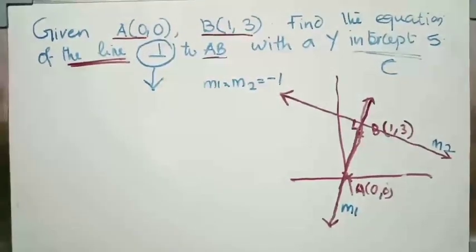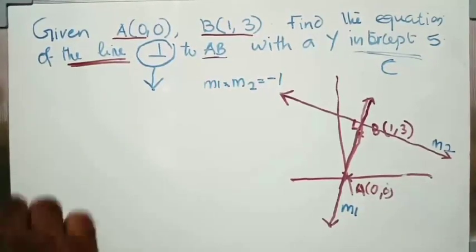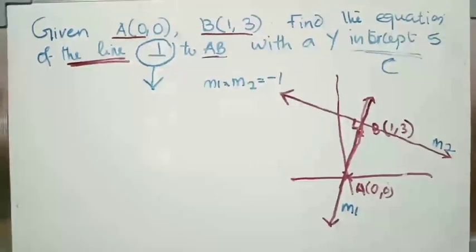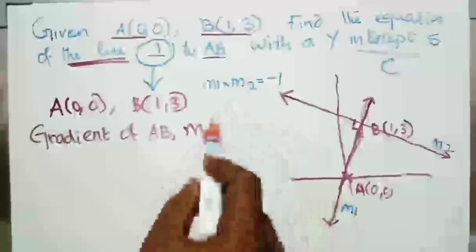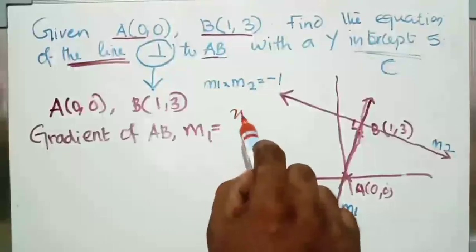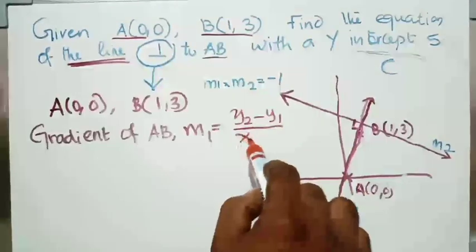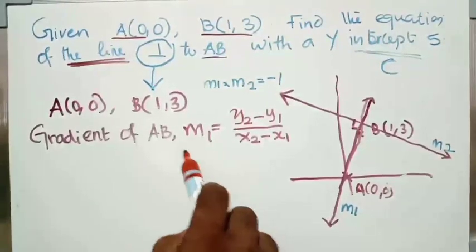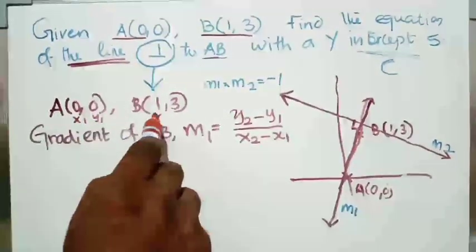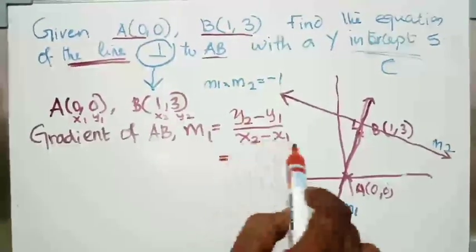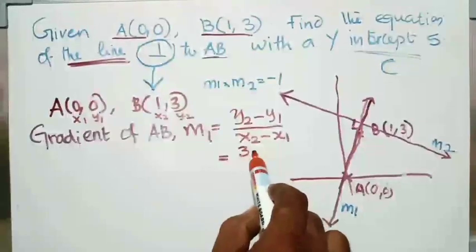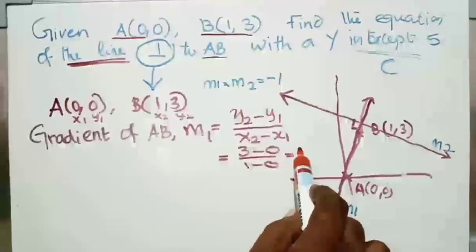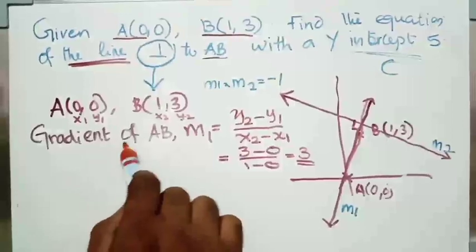Okay. For that, let us find the gradient of the given line. That is our first work. Find the gradient of the given line. That means the gradient of AB. So the gradient of AB, let's mention that as m1, which is equal to the change of y by the change in x, isn't it? The formula is y2 minus y1 divided by x2 minus x1. So here this is x1, y1, x2, y2. When you substitute in the formula, we get y2 minus y1, that is 3 minus 0, by x2 minus x1 as 1 minus 0, which is equal to 3. So 3 is the gradient of AB, which is m1.